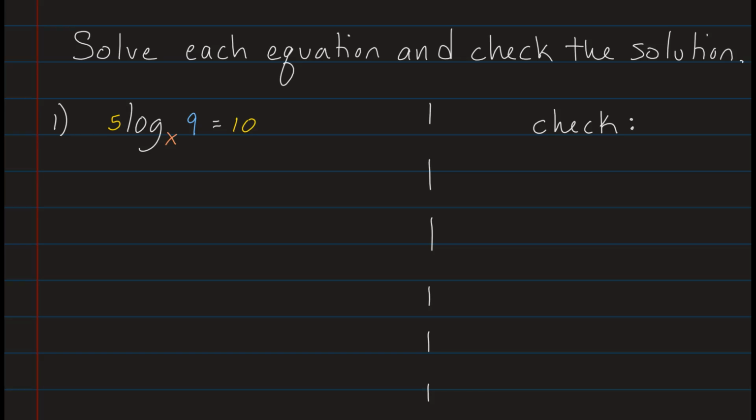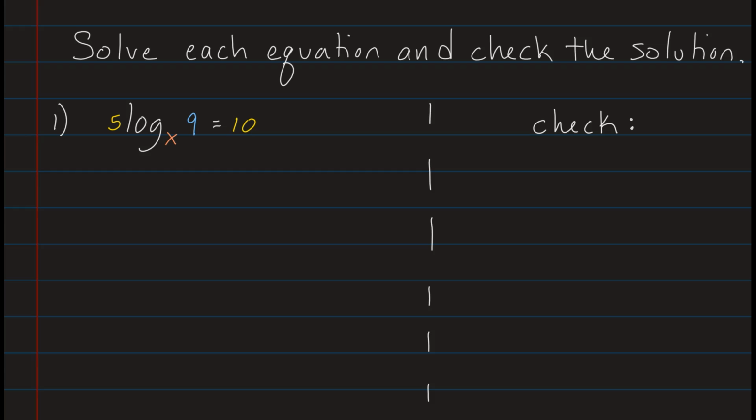We're being asked to solve each equation and check for the solutions. Now on this first problem, we have 5 log base x of 9 is equal to 10. This is just slightly different than the previous examples we've done, but it works the exact same way. Our step 1 is to isolate the logarithm.